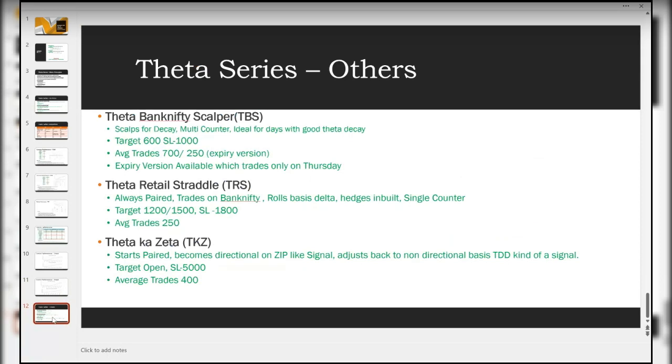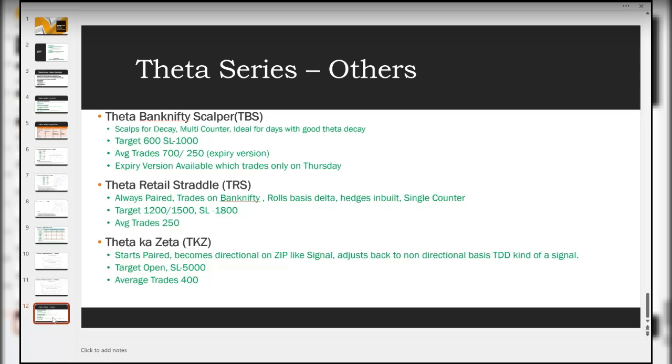We have a TRS, which is always paired trades in Bank Nifty that rolls on the basis of delta. It has hedges built in, and it is a single counter strategy. It has a 1200 target or 1500 depending upon expiry or non-expiry, and it has an SL of 1800 rupees. Another average trade of 250.